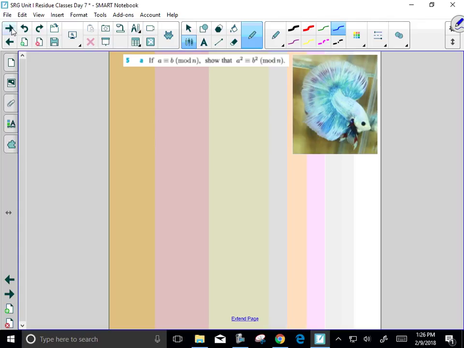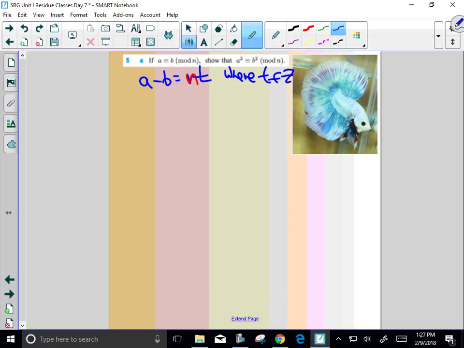Real quick, this is for Jake. Number 5. This one's really cool because we did that a couple of problems ago, and this is pretty much the same thing. You start with a minus b equal to n times t, I like that t, I stick with t for Tom, where t is an element of the integers.